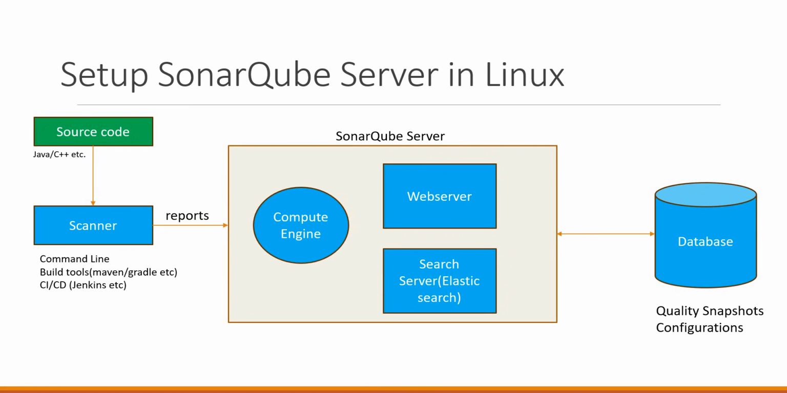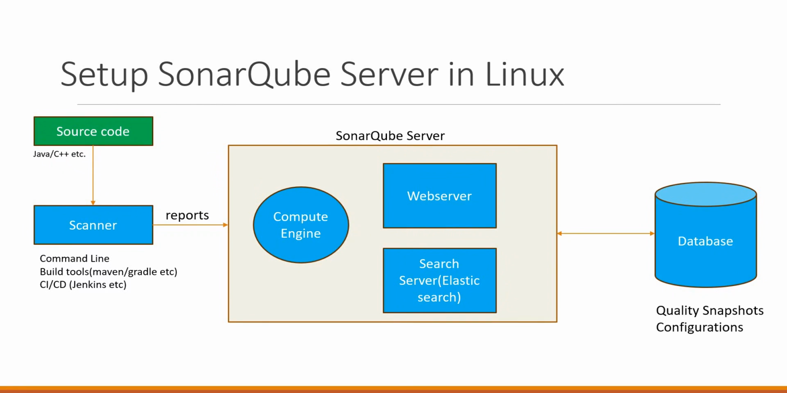In the previous video, we have seen the basic architecture of SonarQube. The architecture consists of different components. It consists of the SonarQube server and the database, which stores the data corresponding to quality snapshots and SonarQube configurations. It also has another component, the scanner, which does the scanning part. So in this video, we are going to see how to set up this SonarQube server and how it interacts with the corresponding database to store the required data.